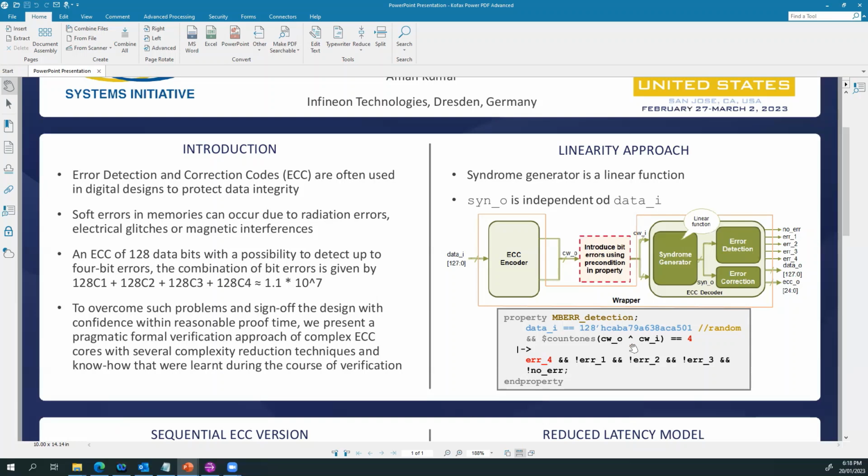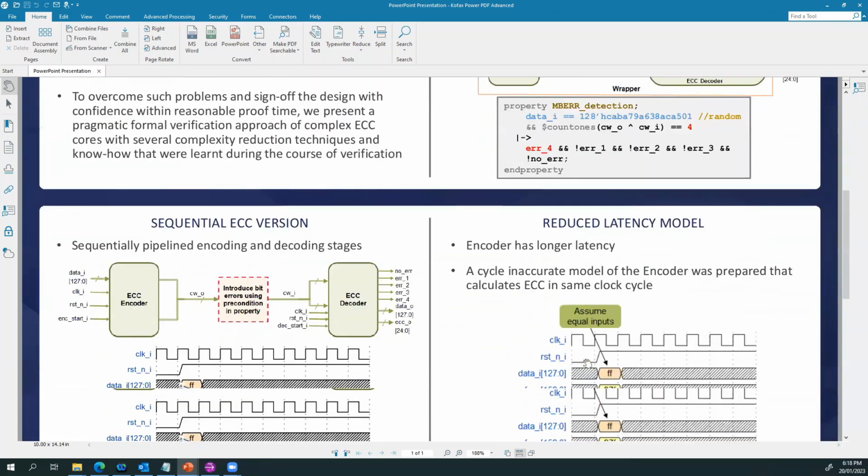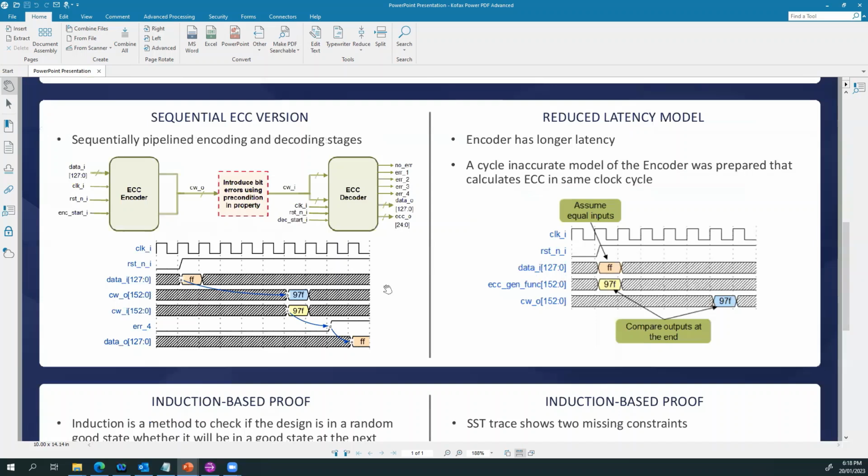And then we introduce 4 bits of error between code word output and code word input. And on the consequence side, we check that the error 4 flag was set and all other error flags were set to low. So this reduced the complexity way better than the original problem, and we could prove this property within reasonable proof runtime.